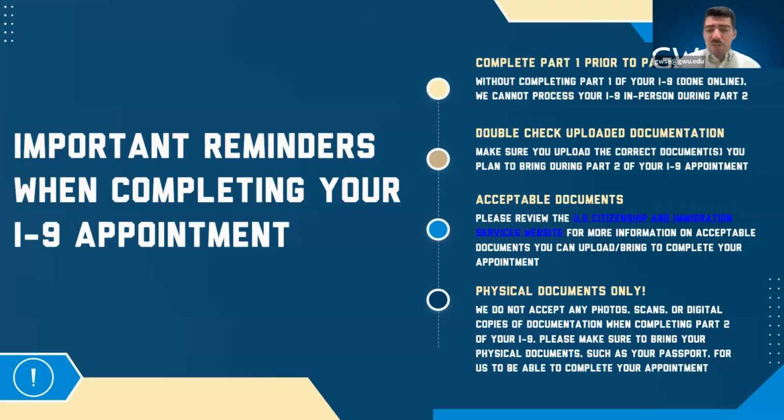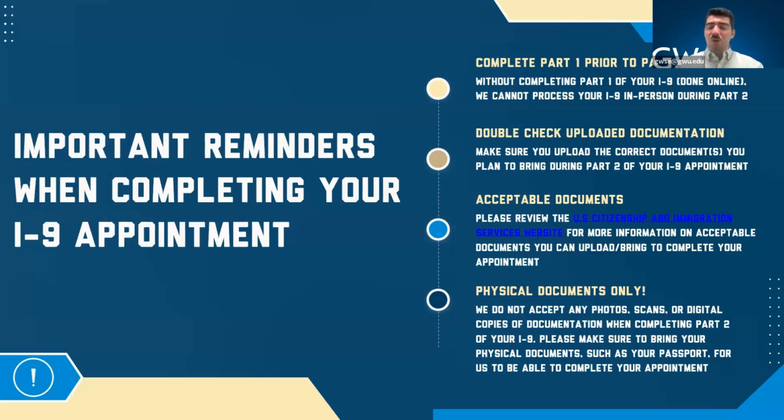once again, come to the appointment with the actual documents that you've uploaded to make it easier. I know it's a little bit hard to see here because it is hyperlinked, but you want to go ahead and review the acceptable documents. I just mentioned a few of the plethora of acceptable documents that are under the U.S. Citizenship and Immigration Services website. You can click that on your own accord once these slides go live, and you'll be able to see more information on the types of acceptable documents you can upload and bring to complete your appointment. Which leads me on to probably the most important reminder.